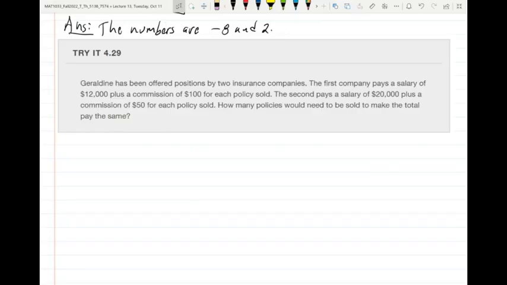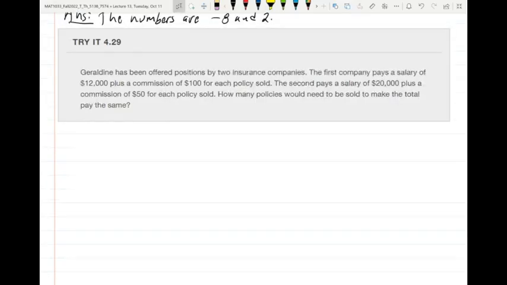So again, there are 2 offers here, so there are 2 things that we need to focus on. How much the first one is going to pay you, how much the second one is going to pay. And then we want to make sure that we set them equal to each other because we want to figure out how many policies you need to sell for the pay to be the same. But let's focus on the first company, the first of the 2 insurance companies.